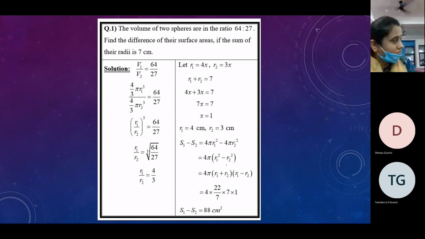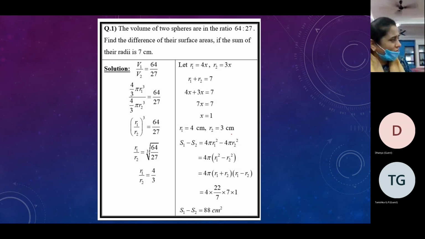Then what is this suddenly? Complete the identity. A plus B into A minus B is what? A square minus B square is equal to A plus B into A minus B. So we have here R1 square minus R2 square, like A square minus B square.